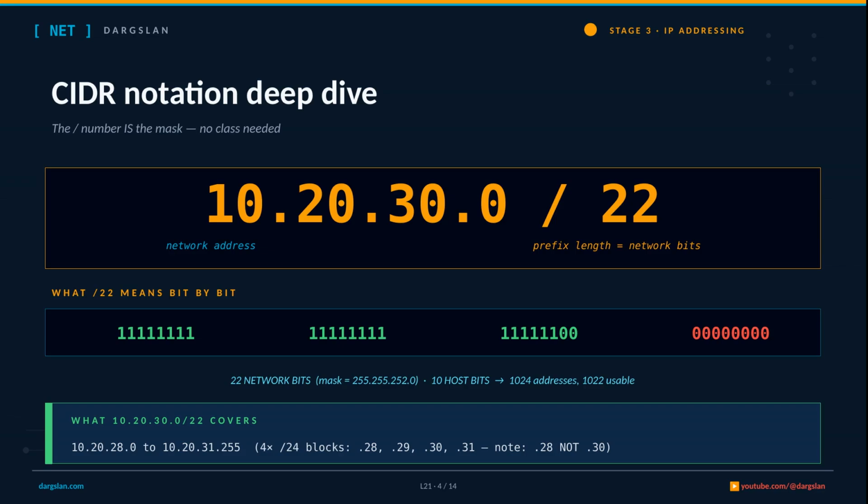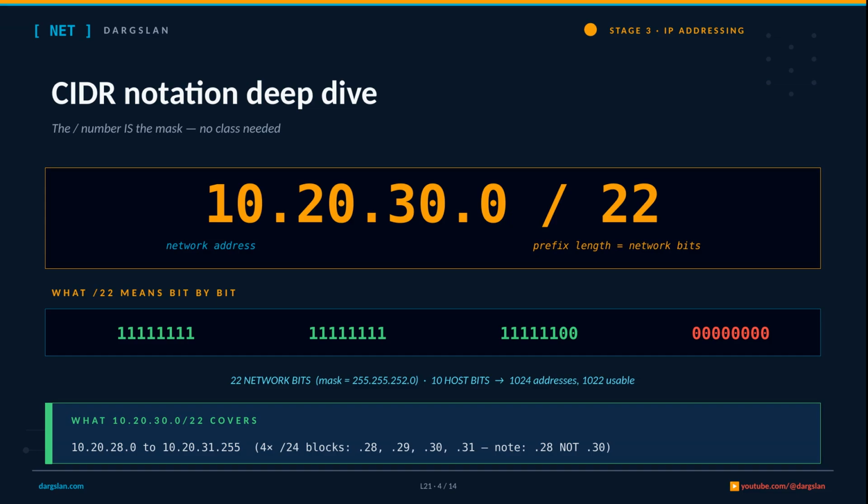When you see 10.20.30.0/22, that /22 simply means the first 22 bits identify the network, written in binary. That's 3 full octets of ones plus 6 more, giving you the mask 255.255.252.0. The remaining 10 bits are for hosts, which works out to 1024 addresses, 1022 usable once you subtract the network and broadcast.